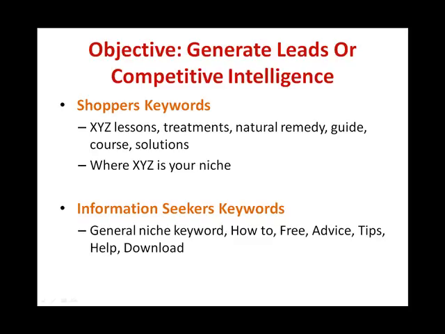If your objective is to generate leads or gain competitive intelligence, bid on shoppers and information seekers type of keywords. Example type of shopper keywords are XYZ lessons, where XYZ is your niche, treatments, natural remedies, guides, courses, solutions. Information seekers keywords are very broad terms, and normally these search queries are with the intent of finding general or free information. Some examples of information seeker keywords are your general niche keyword, how to, free, advice, tips, help, download.